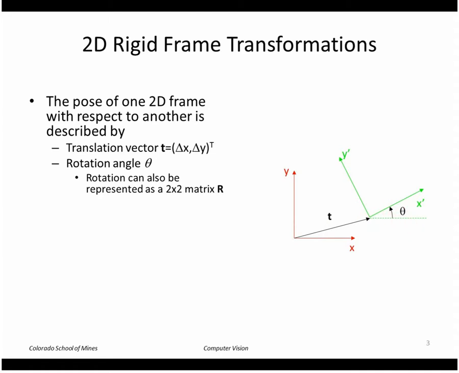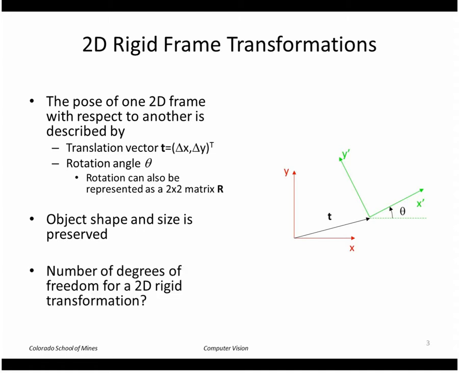The rotation can also be expressed as a matrix, a 2x2 matrix R, as we'll see a little bit later. In this kind of transform, any object shape or size is preserved. The number of degrees of freedom for this kind of transformation is 3, because we have 2 degrees of freedom for t, the translation vector, and 1 degree of freedom for theta.